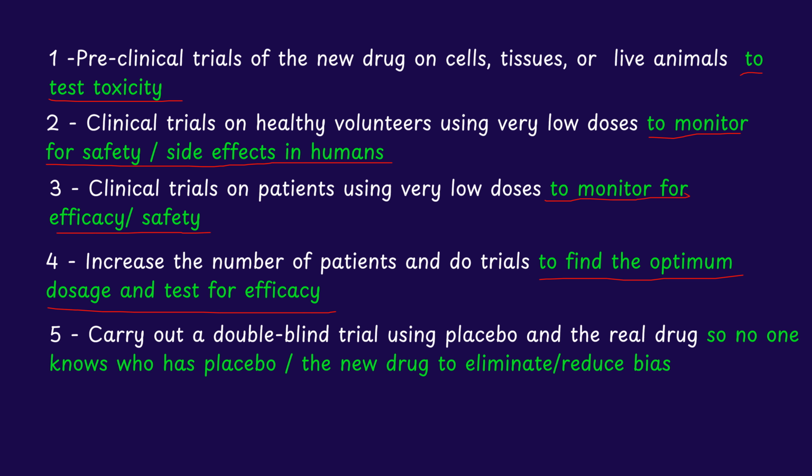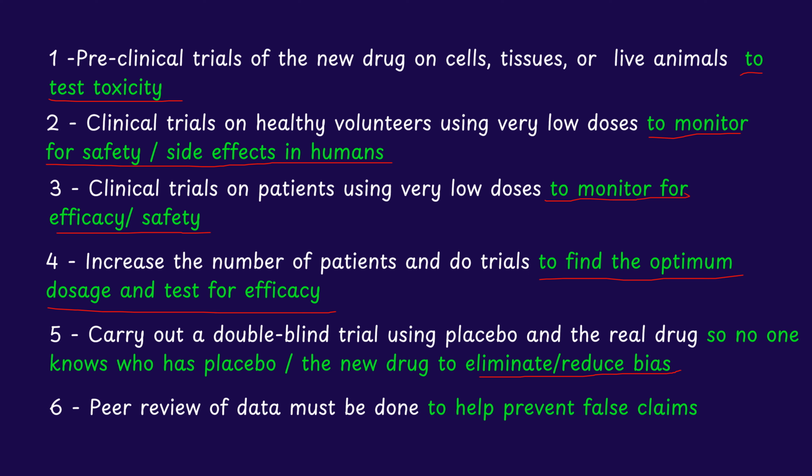Number 5, carry out a double-blind trial using the placebo and the real drug, so no one knows who has the placebo and who has the real drug. Why are we doing that? To eliminate or reduce bias. Number 6, a peer review must be done on the data. Why? To help prevent false claims. So the explanation, students, must be in your response to get the full marks. I hope that this is clear, and I hope that you understand how to attempt these questions.